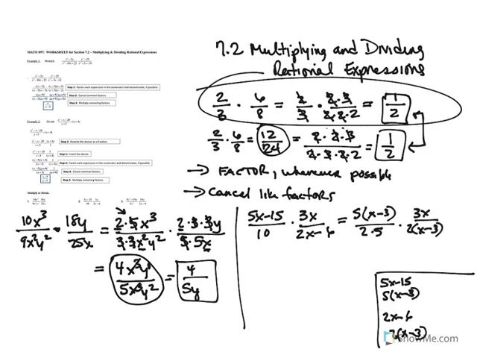So I break down what I can, and now I'm going to see what can cancel. X minus 3 cancels with x minus 3. 5 can cancel with 5. And that's it. So when I look across the top, everything canceled on this side, so it's just an imaginary 1. So I have 3x over 2 times 2 is 4. Nothing else can cancel. I'm finished.